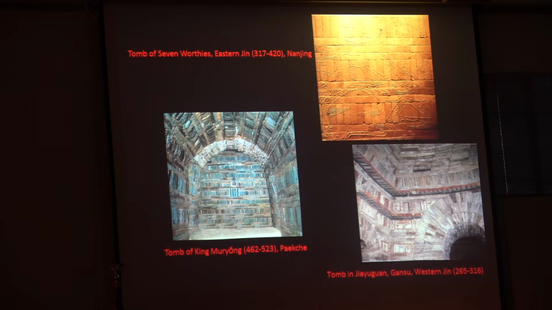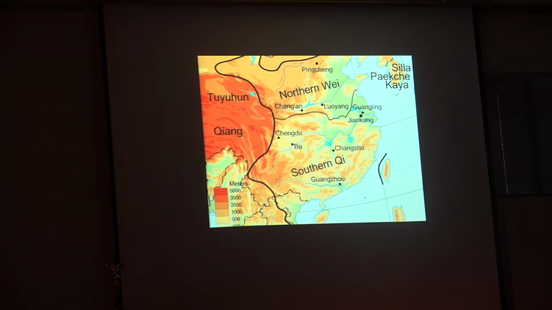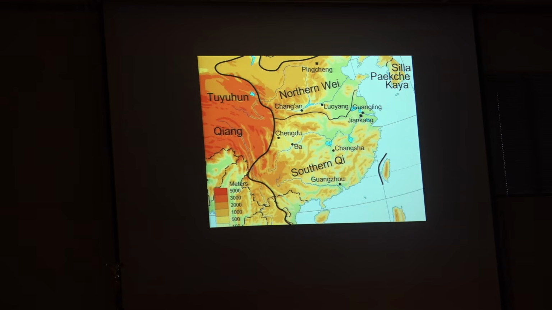I put up another map to show you again where Gansu is. So Nanjing, Paekche, and Gansu is over here. This is Chang'an or Xi'an. So Gansu is over here, and we will be back in Korea in just a moment. And Pingcheng is the city that is Datong today.